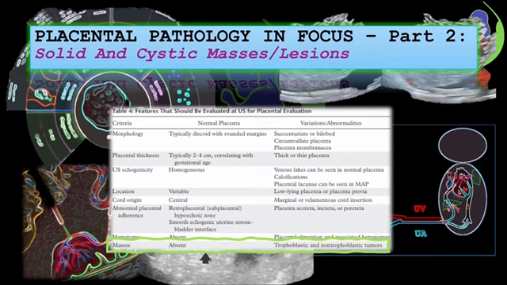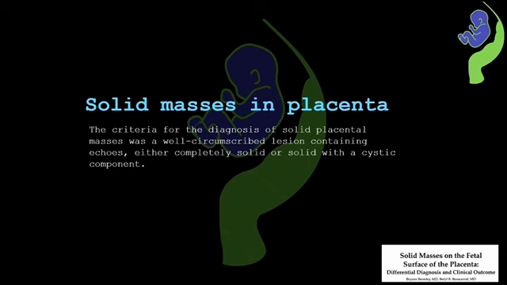In this part 2 video, we are going to see about both solid and cystic lesions that can occur in placenta and their ultrasound diagnosis. Let's move on to solid masses in the placenta. To call it a solid mass, the lesion should be well circumscribed and containing echoes, either completely solid or solid with cystic component.